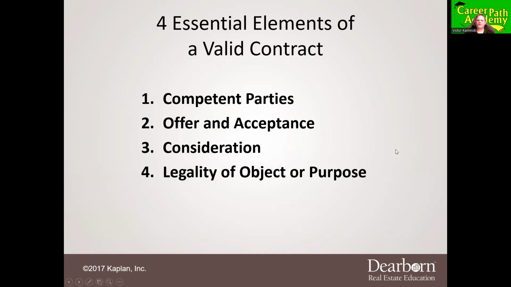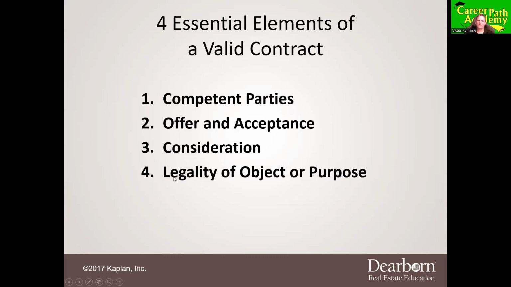All right. There are 4 essential elements for any contract to be valid, whether it's a real estate contract or an employment agreement. And they are competent parties. You have to have competent parties to the contract. Offer and acceptance: somebody has to make an offer and somebody has to accept the contract. There has to be some form of something of value exchanged between the parties. That's what consideration is. And we're going to go over the 3 different kinds of legal consideration. And then the purpose of the contract cannot be against public policy.